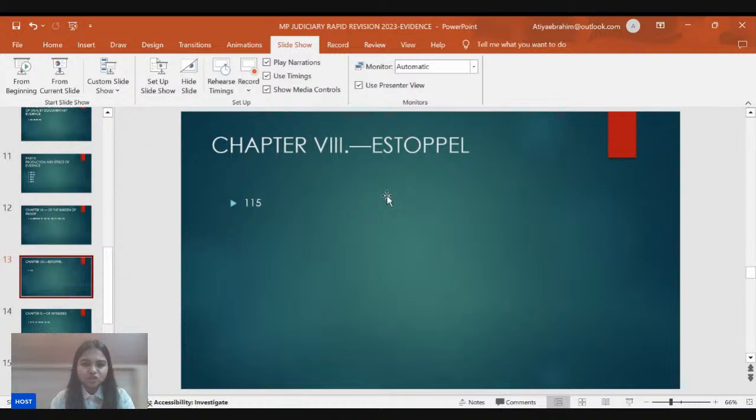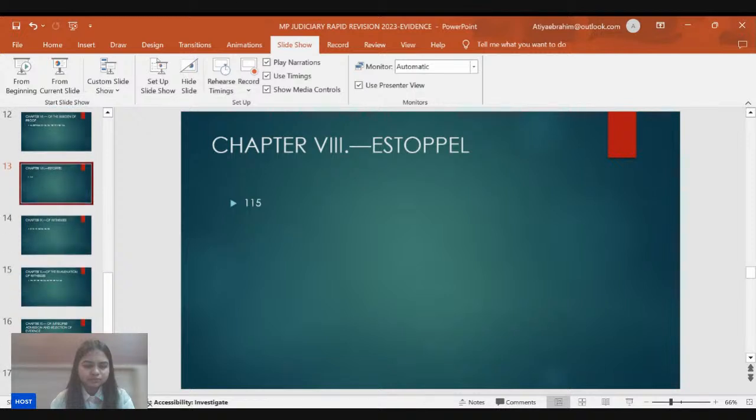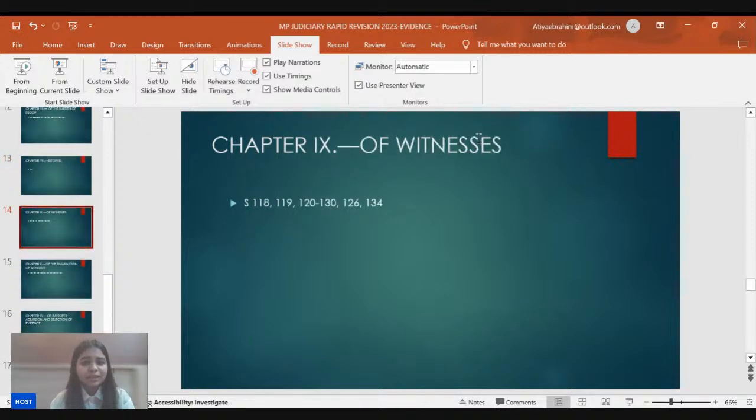Then chapter 8, Estoppel. See, it's important. There are only 3 sections, but still 115, read it carefully. Chapter 9 is of witnesses. Now, the witnesses chapter is again important, but coming to the more specific important sections, it is 118, 119, 120 to 130. So 118, 119, then from 120 to 130. Also, 126 is important between this 120 to 130, and 134.